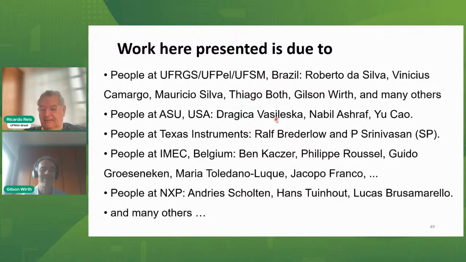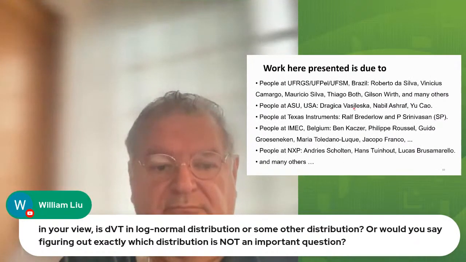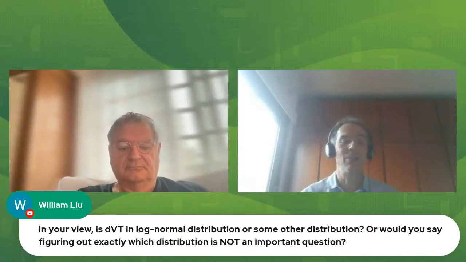Okay. There is a question by William Liu. In your view, is DVT in a log normal distribution or some other distribution? Or would you say figuring out exactly which distribution is not an important question? Yeah, I would say either log normal, we also use it exponentially distributed. Okay. From the modeling point of view, I would say it's not that an important question.